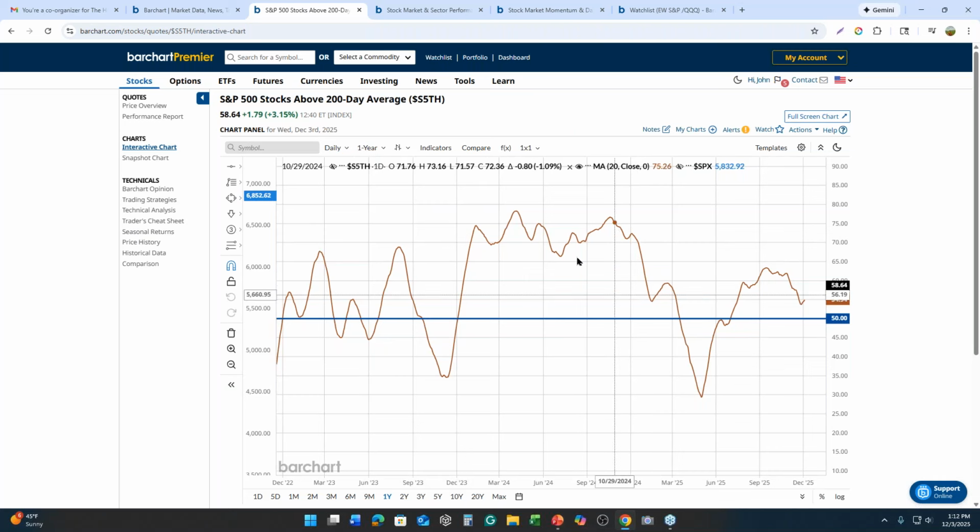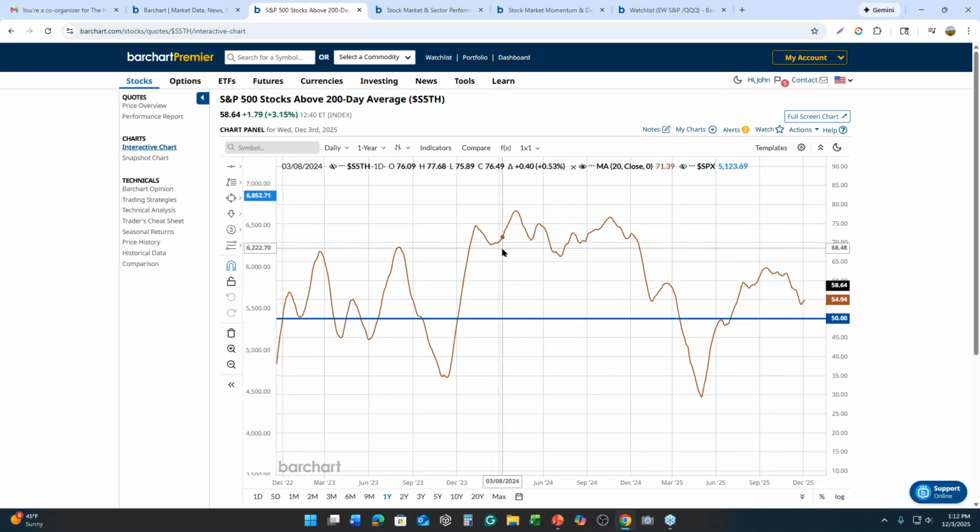And so what I see here is, for instance, since about December of 2023, we had a majority of stocks that were above their 200-day moving average. Now the blue line here, I drew that in for demonstration, and that is the 50% line. So again, above 50, healthy, bullish; below 50, not healthy, bearish.